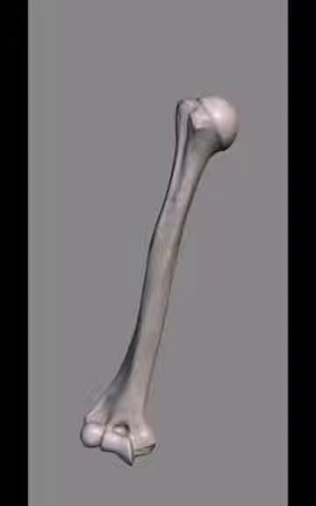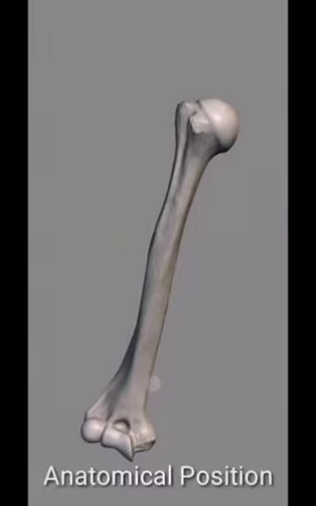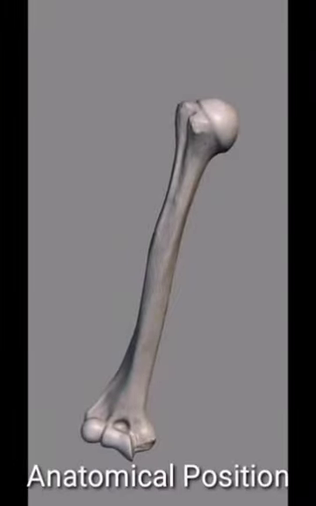In this tutorial, I will discuss the osteology of the humerus bone in detail. Humerus bone is the bone of the arm. First, we will find out whether it is the right humerus or the left humerus. For this, you need to hold the humerus in the anatomical position. This is the anatomical position of the humerus.